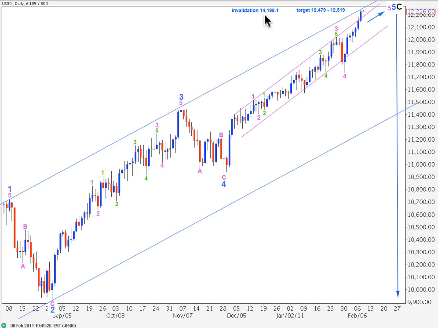So this is the invalidation point, and I have a new target zone. Price has moved above my previous calculated target zone. I have used this target zone before, we'll use it again now. At 12,479, wave 5 blue will reach equality with wave 3 blue. At 12,519, wave C black will reach 0.618 the length of wave A black. So I expect price to continue on rising to get probably pretty close to this little 40-point target zone.